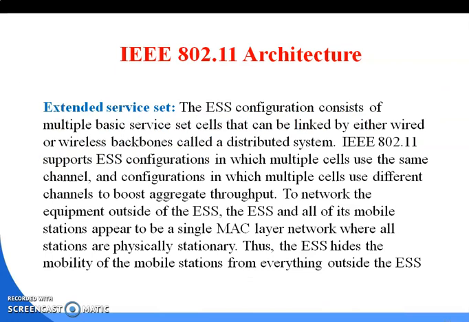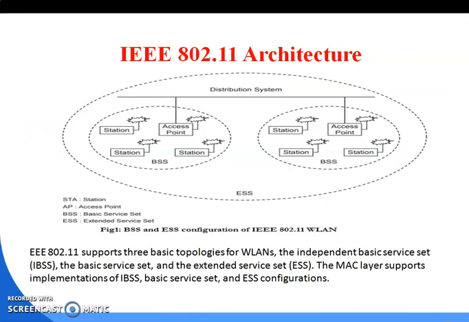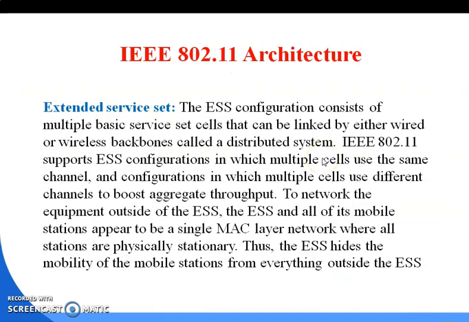And another is the extended service set. When two BSSs are connected with each other, it is known as the extended service set configuration. That means in this architecture, look, there are two BSSs. When the two BSSs communicate with each other through this distribution system, it is known as the ESS.